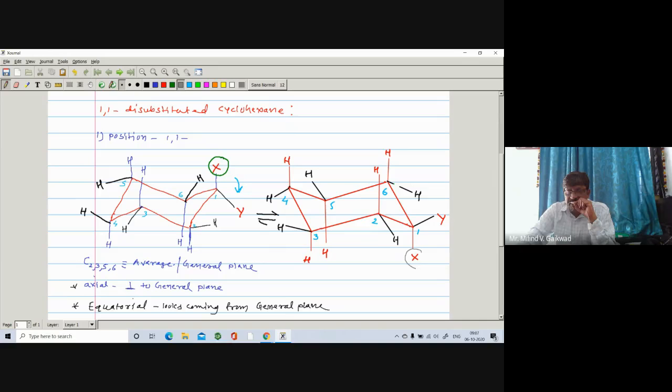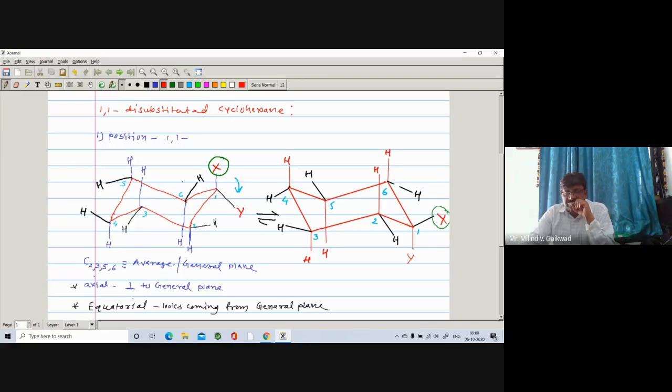In the previous case, it was axial, right? But now it will go equatorial. So here it is X, meaning it becomes equatorial. And this is your axial, right? So here Y is axial. In this case, Y is axial.